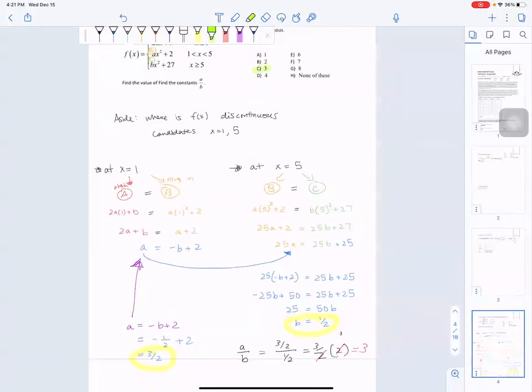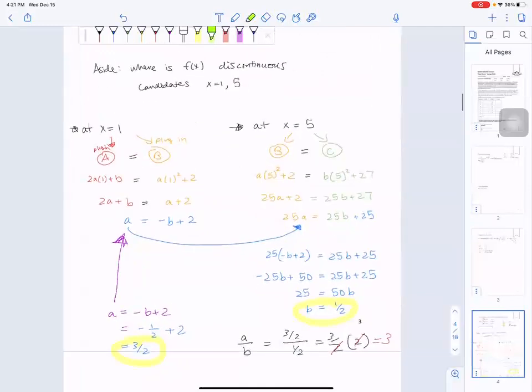Any questions on this problem? Or clarifications I can make?